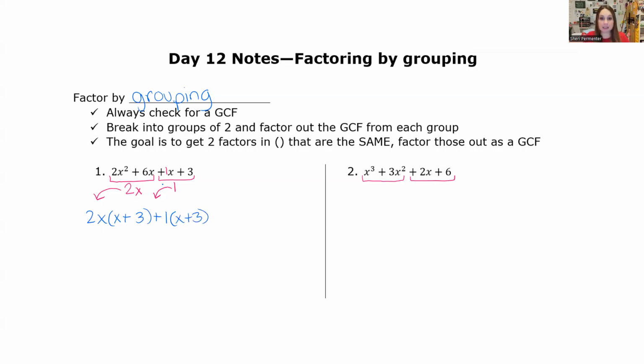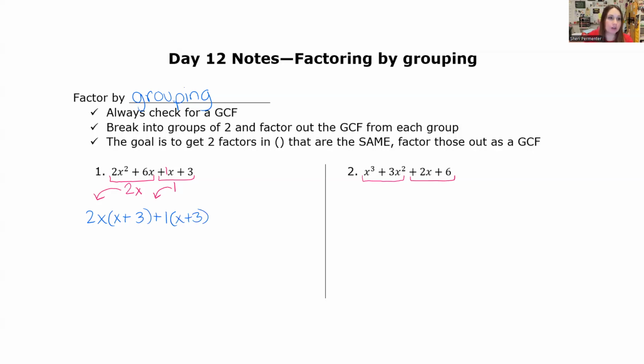The goal to factor by grouping is that you're going to get 2 sets of parentheses, and they're going to be the same. And so that's this last step. The goal is to get 2 factors in the parentheses that are the same. If you don't, you did something wrong. Every time it works out like this.